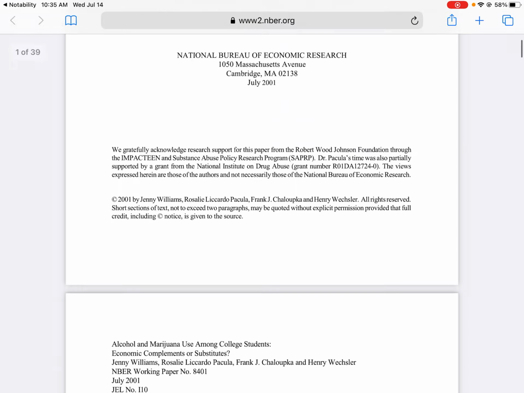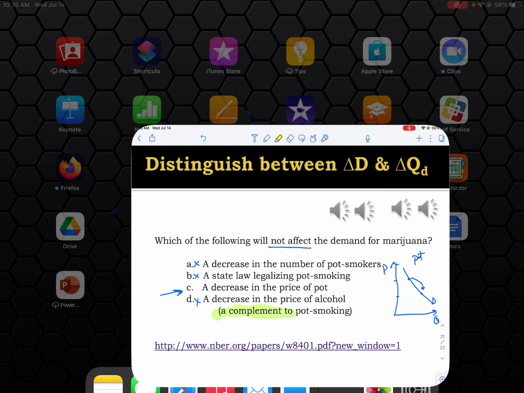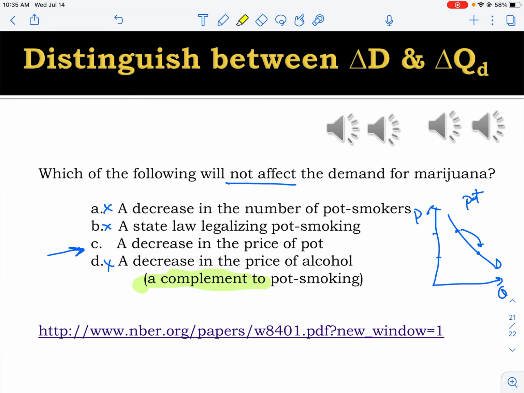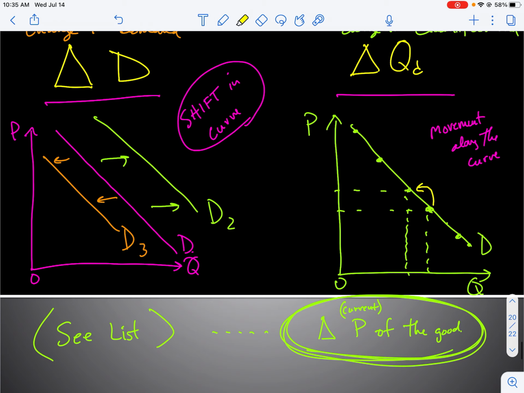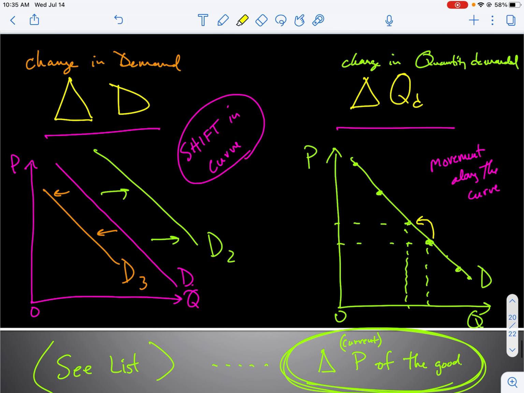All right, the takeaway from this is really about the difference between change in demand and change in quantity demanded, not the relationship between alcohol and pot.